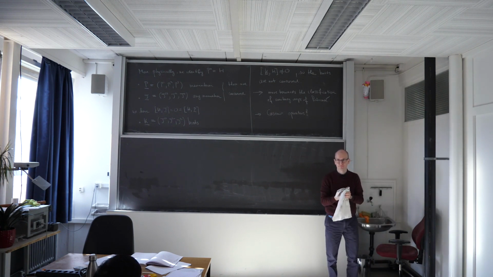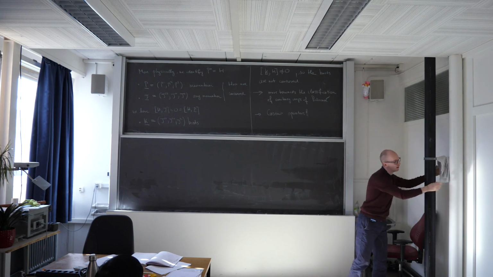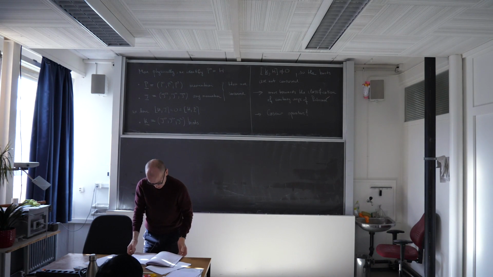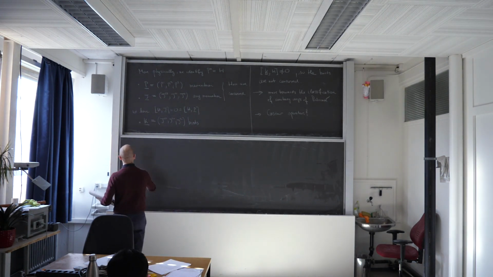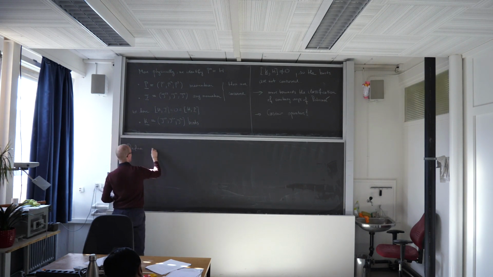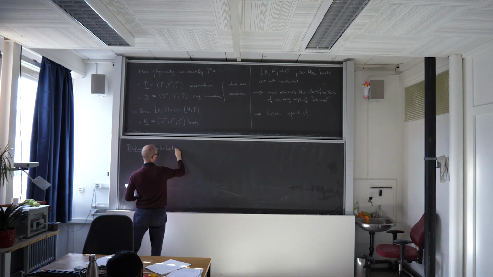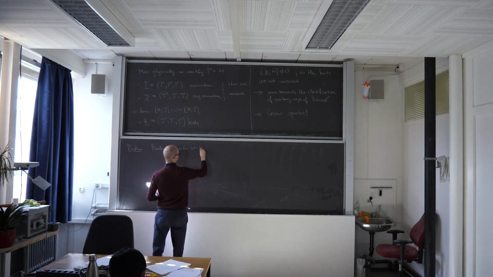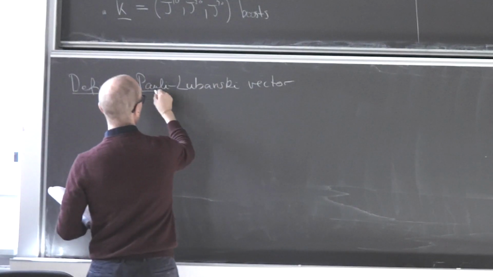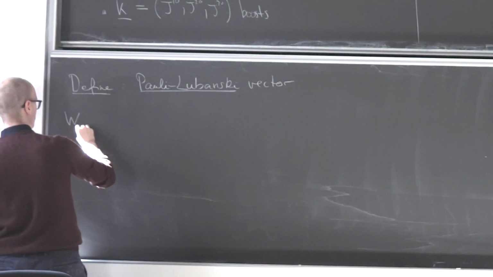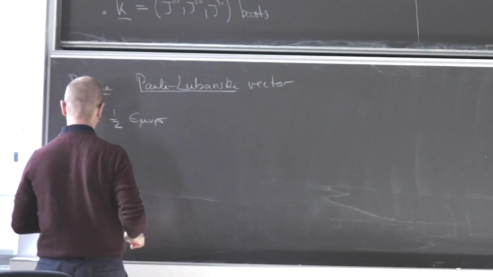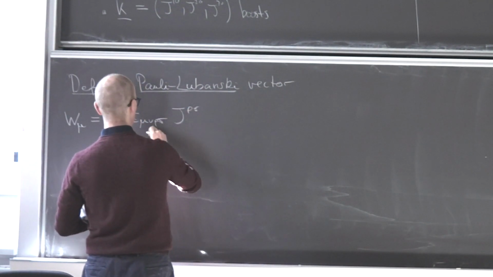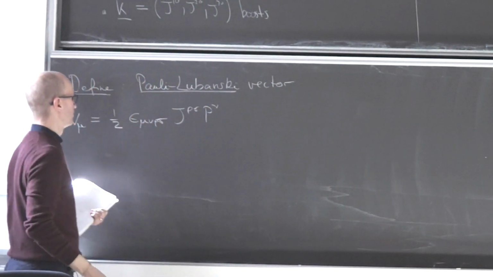First of all, let me anticipate the result. Let me define a useful thing called the Pauli-Lubanski vector. That's just some name. The Pauli-Lubanski vector, W mu, is defined to be one half epsilon mu nu rho sigma, the invariant epsilon tensor in 3 plus 1, J rho sigma P nu. So some combination of these generators.